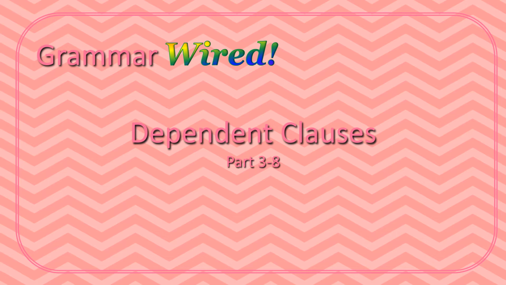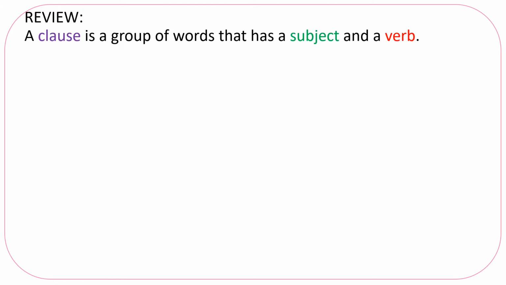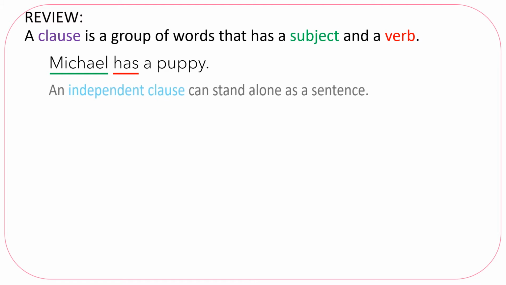Dependent clauses. Let's review. A clause is a group of words that has a subject and a verb. Michael has a puppy. We have a subject, Michael, and the verb has. So that is a clause. Michael has a puppy is a clause.